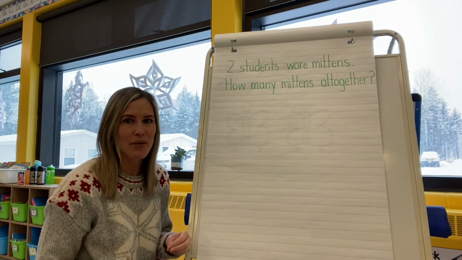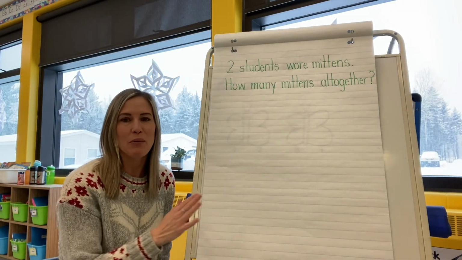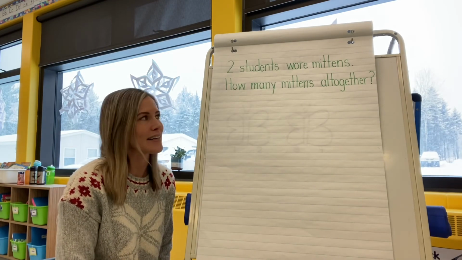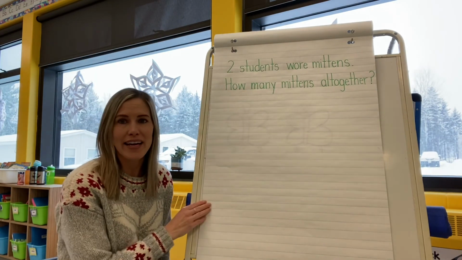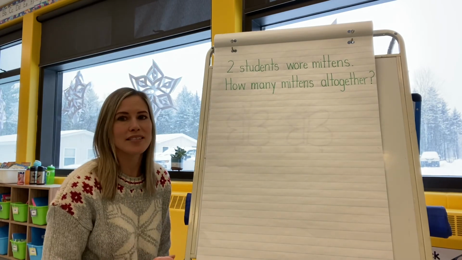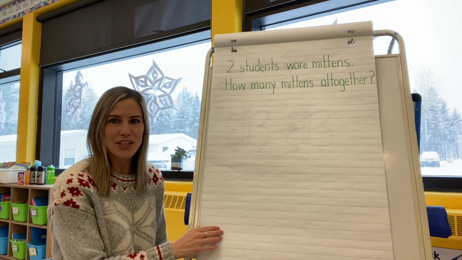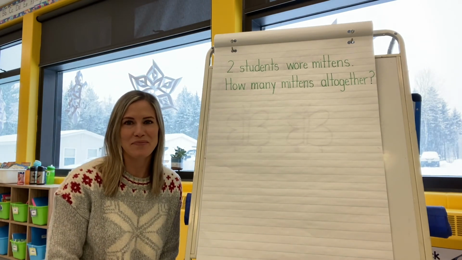So I want you to think about that first, take a minute, and then I'm not going to draw this one out for you. I want you to try to do this one independently on your own and draw the answer just like I did with the last question. So you're going to draw the 2 students and they're both wearing mittens, and I want you to label using the numbers just like we did in the last question.